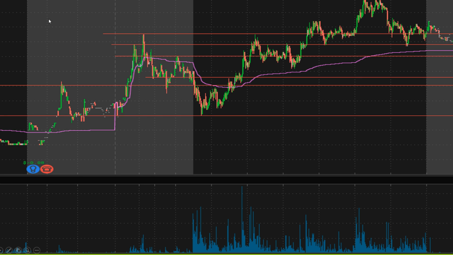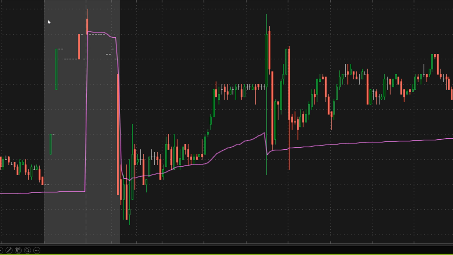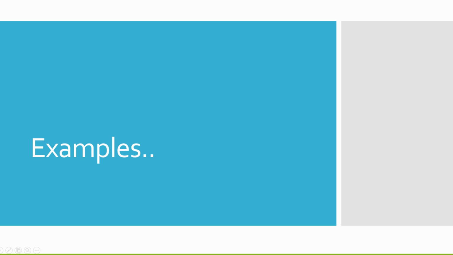And if you want to look at a stock that didn't have good volume in pre-market, we can look at this example. What stock would you guys rather trade? I know I would rather trade the first one, because this is just a coin flip. All right, so let's look at some examples here just so you can see what we really mean by this.